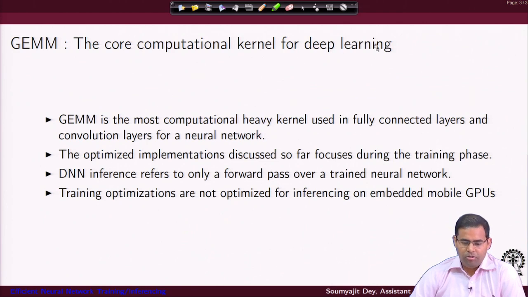Okay. So, the summary here would be that GEMM is the most computationally heavy kernel which is used for fully connected layers and also the convolution layers of neural networks, and the optimized implementations that we have discussed so far focus on the training phase of course.